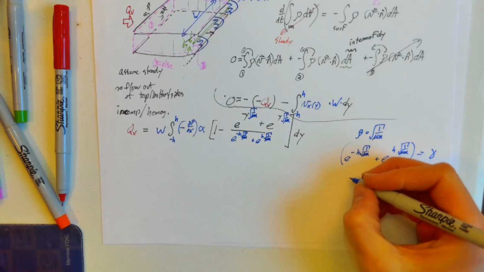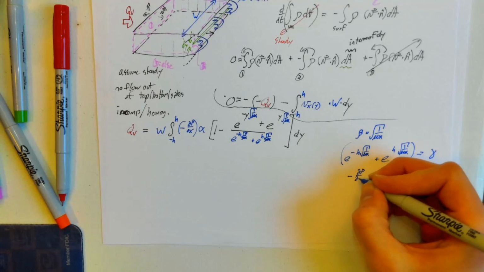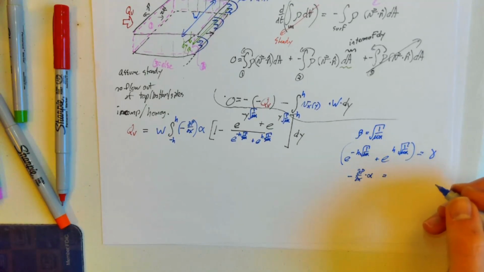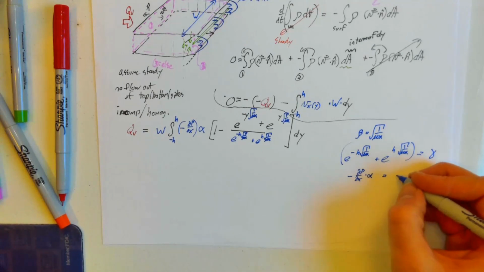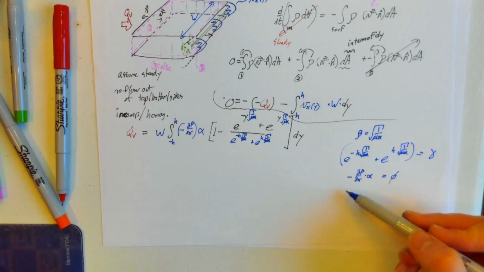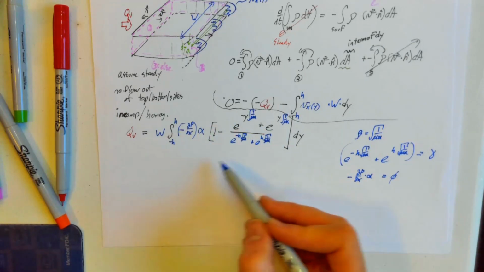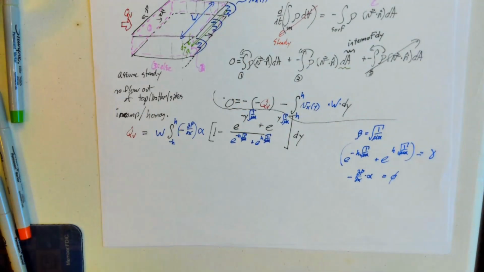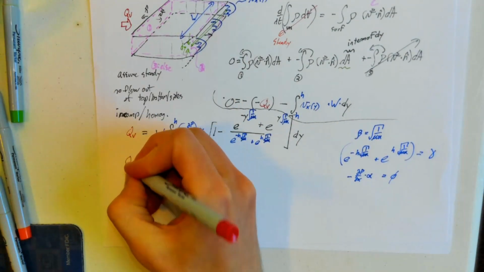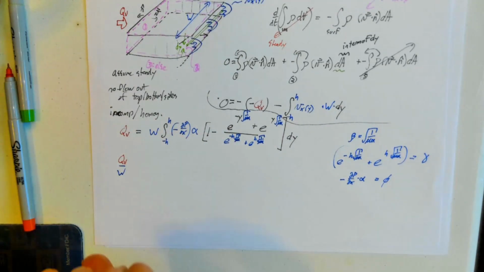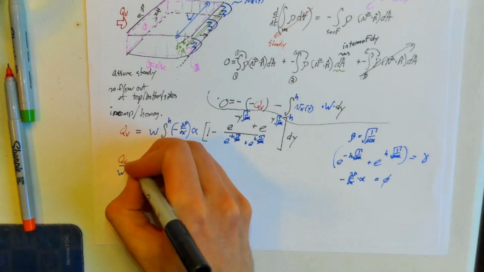And let's call minus dp dx times alpha. These are constants. Let's define this to be, I'll call this phi. All right, so beta, gamma, and phi, instead of these somewhat messy terms, might make this a little bit more legible. So our volumetric flow rate, I can divide both sides by W. So our volumetric flow rate per unit width is now going to look like this.